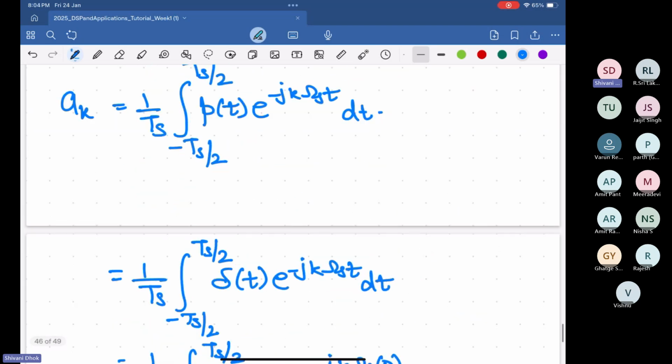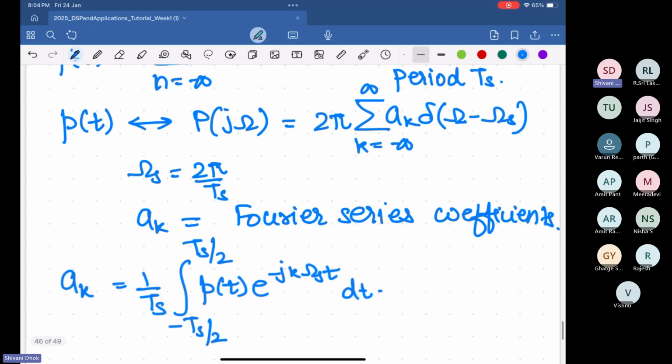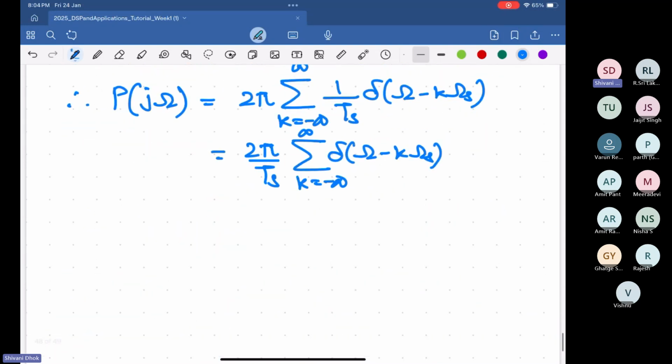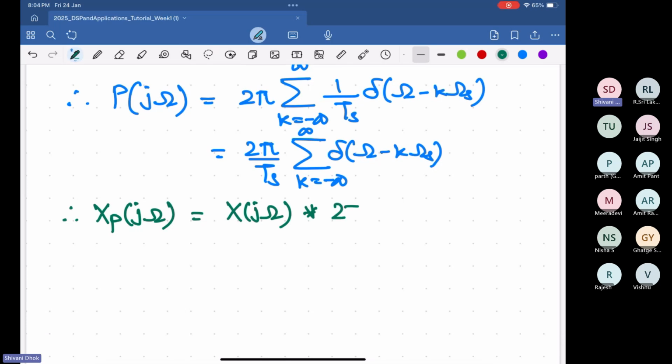Now let us substitute this back to the expression of our Xp of j omega. That was the end goal that we wanted to figure out. Therefore, Xp of j omega is equal to X of j omega convolved with P of j omega, that is 2 pi by Ts summation k equal to minus infinity to infinity delta omega minus k omega s.